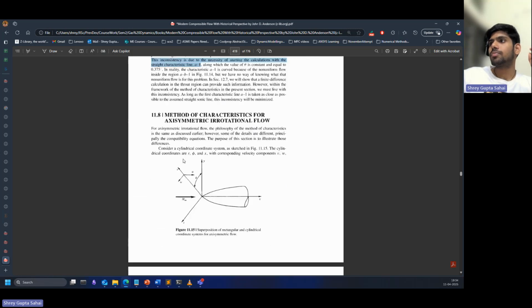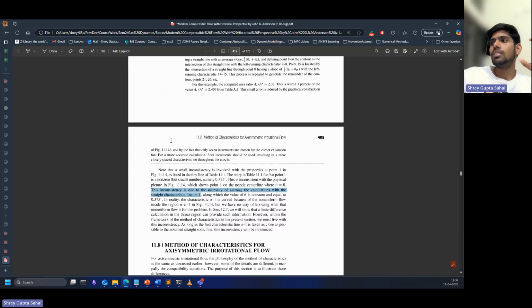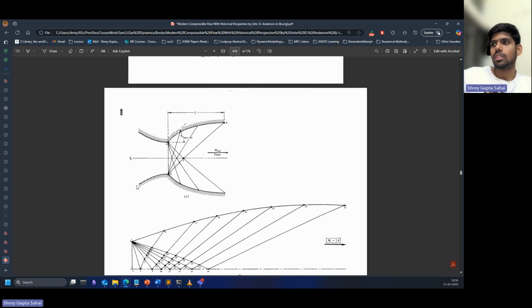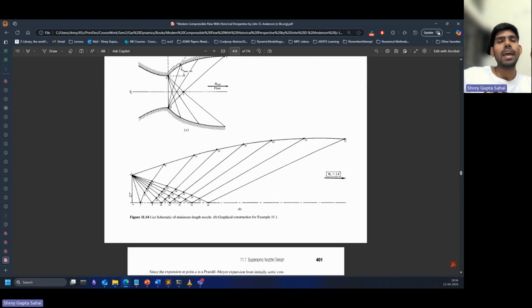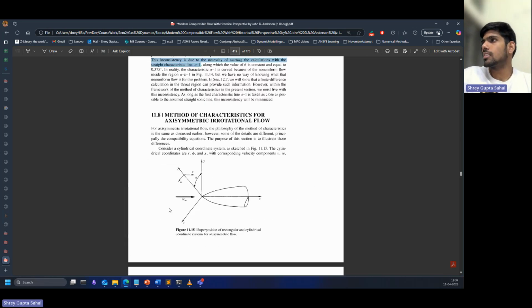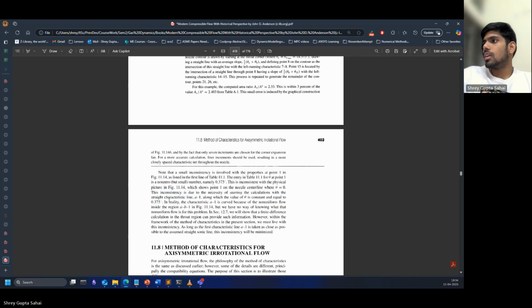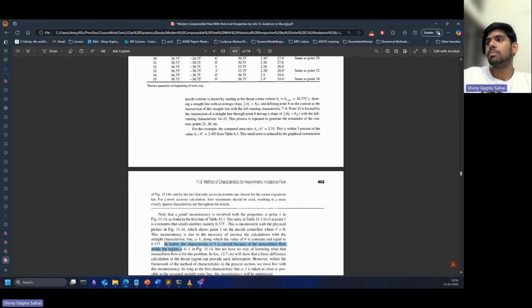So you actually need a line to start the calculation. The flow has to be expanded, and that characteristic line has to hit somewhere. It will get curved actually. So let's read this. This is due to the necessity of starting the calculation along a straight line A1, along which the value of theta is constant and equal to 0.375. In reality, the characteristic A1 is curved because of non-uniform flow inside the region AB1.